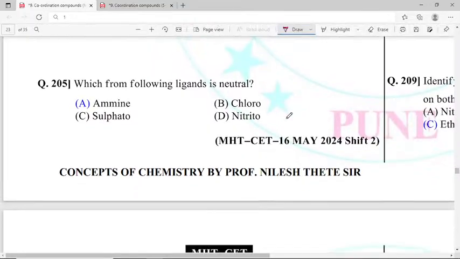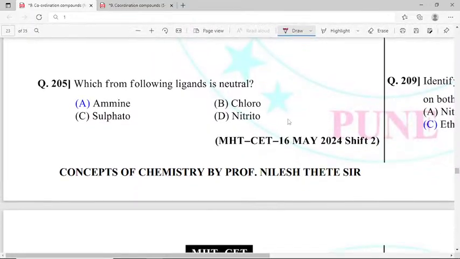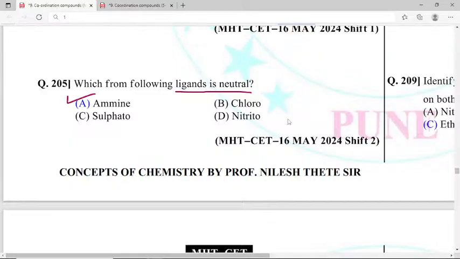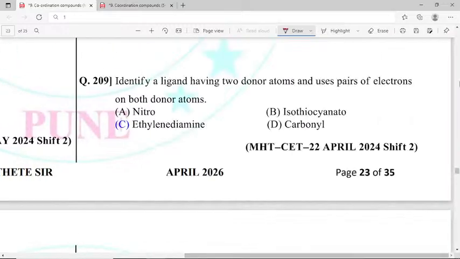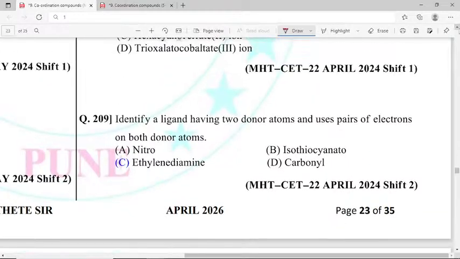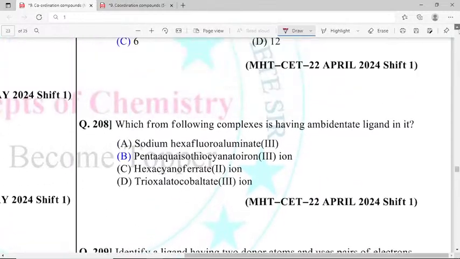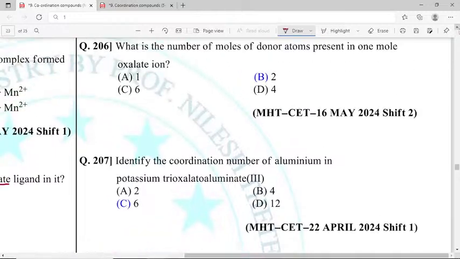Next question. Which of the following ligands is neutral? Amine. Amine is neutral. So many times the same question is asked in the exam. Which of the following ligands is neutral? Water, ammonia, en (ethylenediamine), carbon monoxide are neutral ligands.